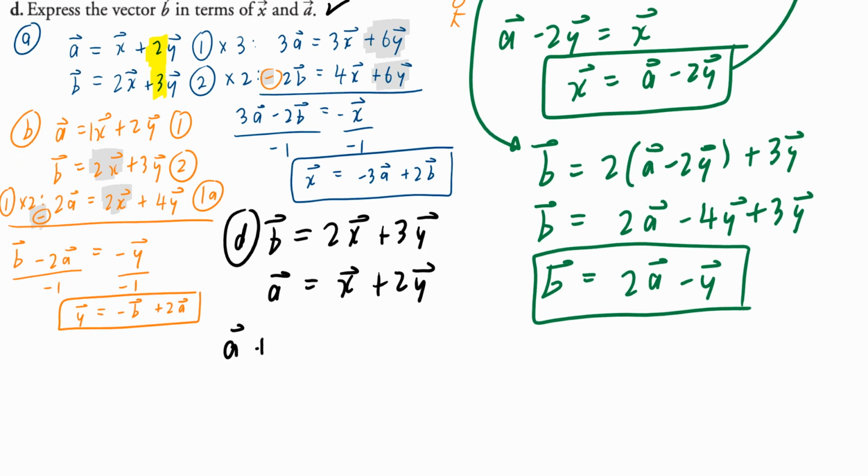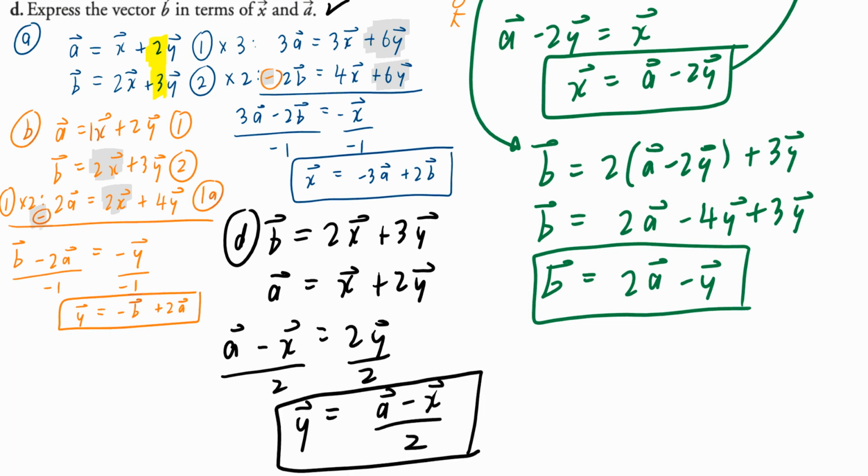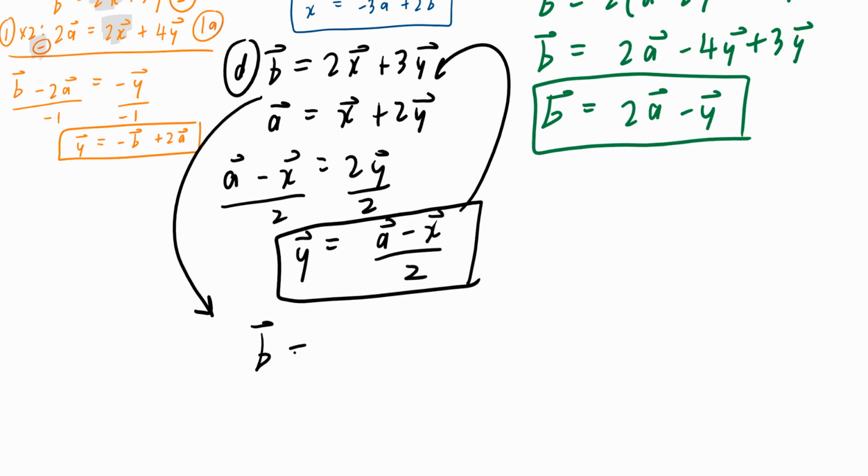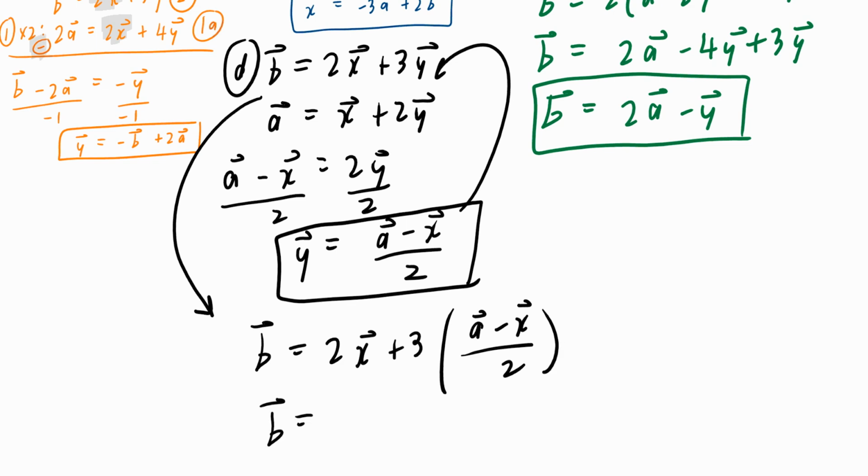The opposite of adding x is to subtract x. So vector a minus x equals 2y. The opposite of multiplying by 2 is to divide by 2. So vector y equals a minus x divided by 2. Again, I'm going to put a box around this. I'm going to plug it back into here, and look what happens. Now, when I express vector b, this equals 2x plus 3 times, in brackets, vector a minus vector x, divided by 2. Now, all you have to do is expand this.